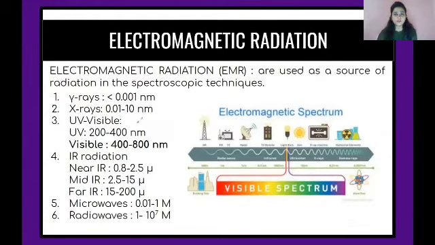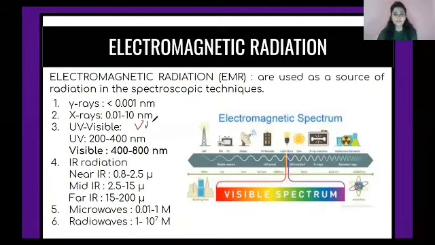Now the visible region is generally bifurcated into 7 different colors, which is called VIBGYOR. We already know that we are able to visualize color because of the presence of the visible region, which is 400 to 800 nanometer. Then comes the IR radiation. IR radiation also has 3 different sets of bifurcation. However, for IR spectroscopic techniques, we generally consider the 2.5 to 15 micron range, which is the mid IR region. Then come obviously the microwaves and the radio waves.